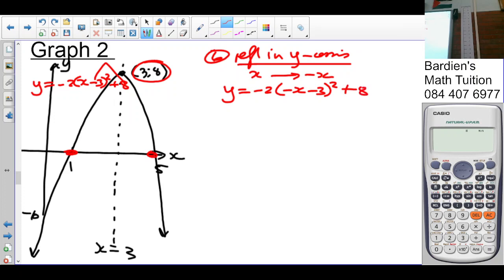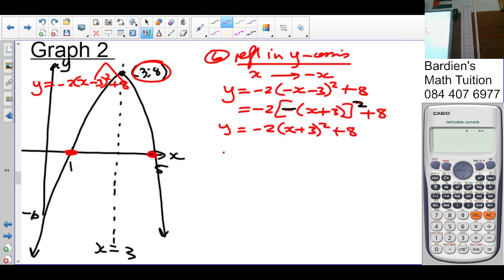But normally when the first term is negative, I factorize the negative. Not so? Inside the bracket. So you take a negative out there, it is negative 2 into negative x minus 3 squared, no, x plus 3 squared plus 8. Not so? Negative squared will always be positive. So it's negative 2 into x plus 3 squared plus 8.